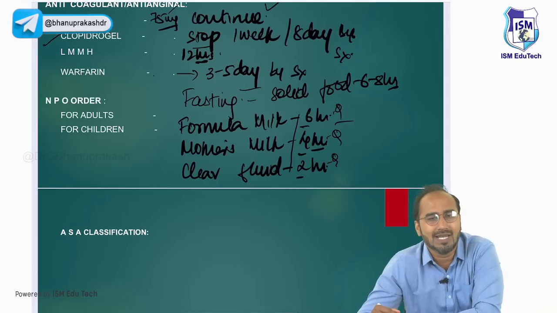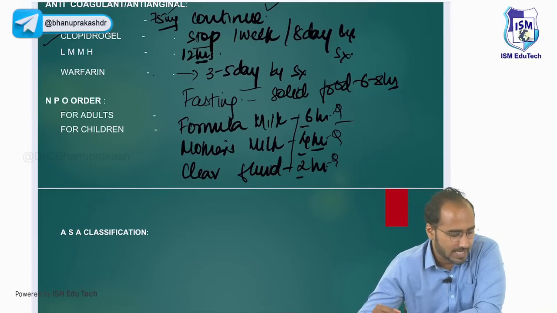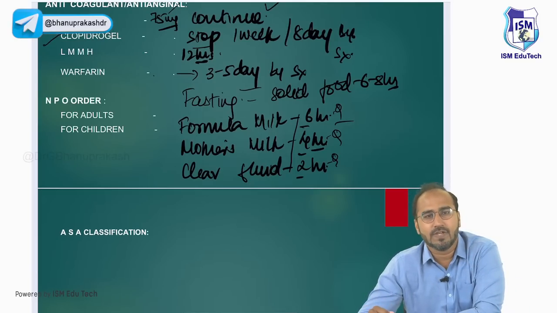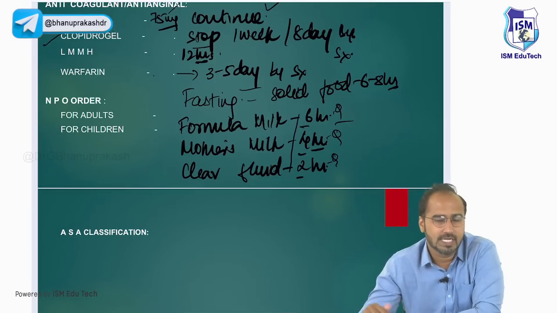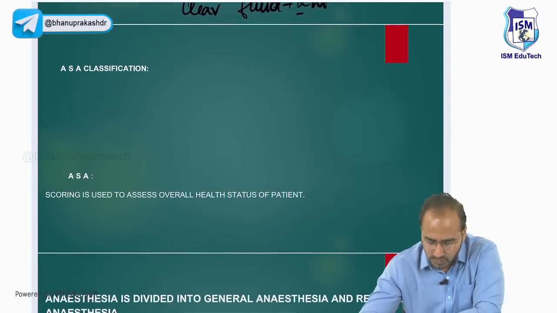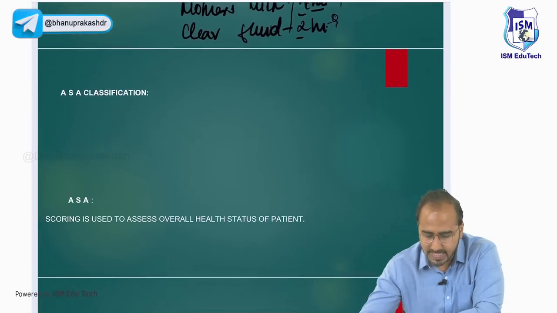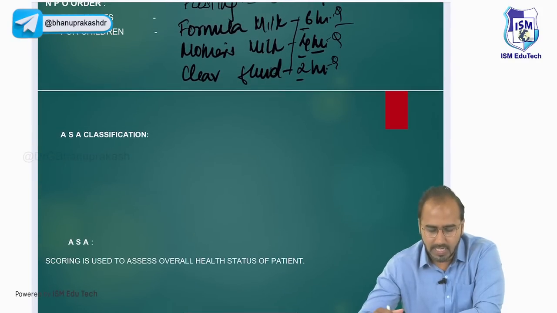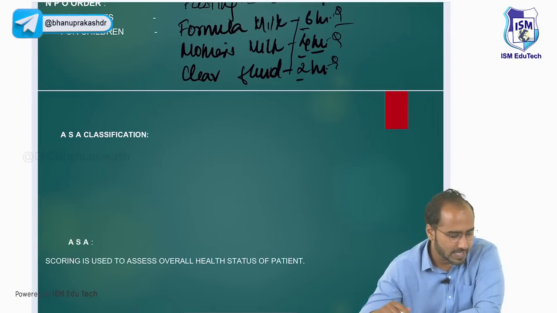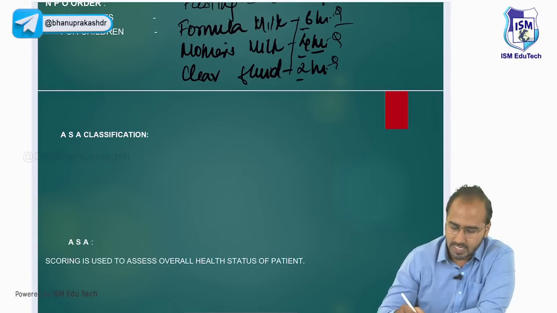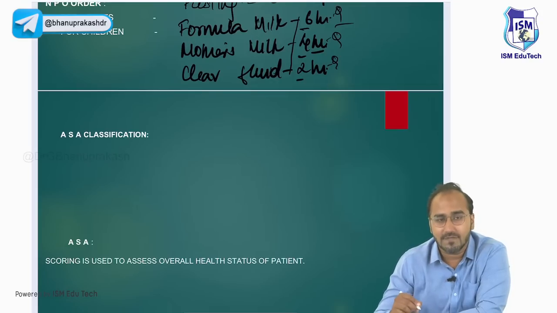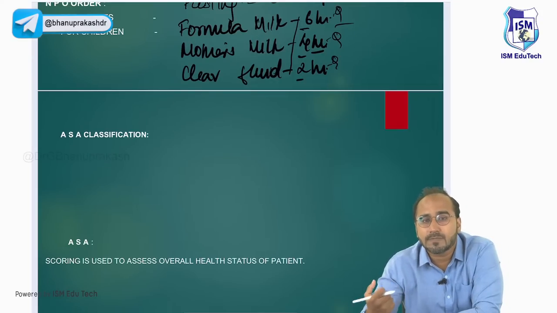That certification is called the ASA certification. ASA, what is the full form? American Society of Anesthetists or American Society of Anesthesiologists, okay? So remember guys, just look over here. We are discussing the ASA certification. After taking the history and all, you give a certificate to the patient, telling that you are fit to undergo anesthesia, right? On what basis will you give this certificate?